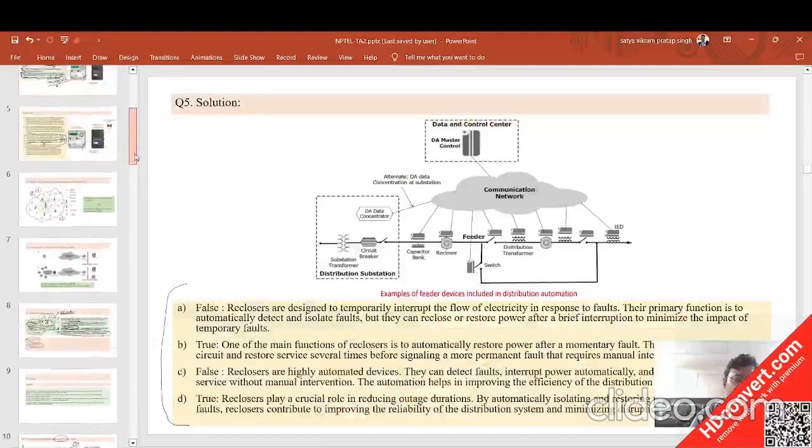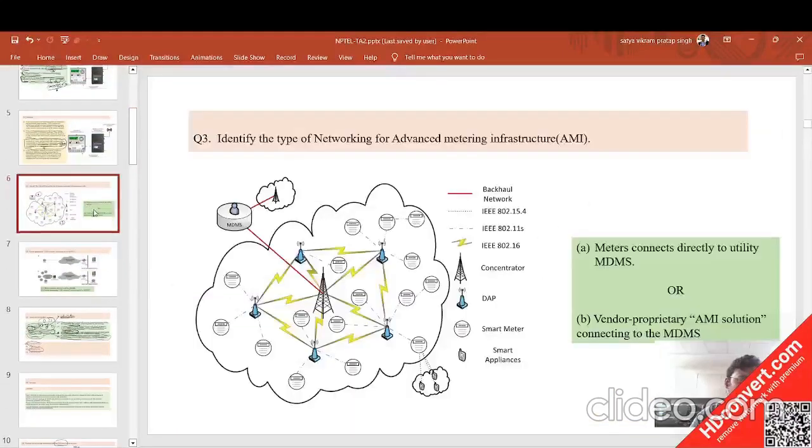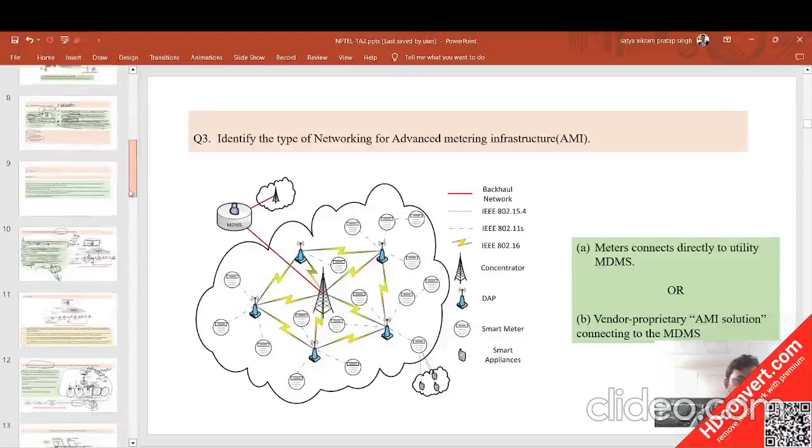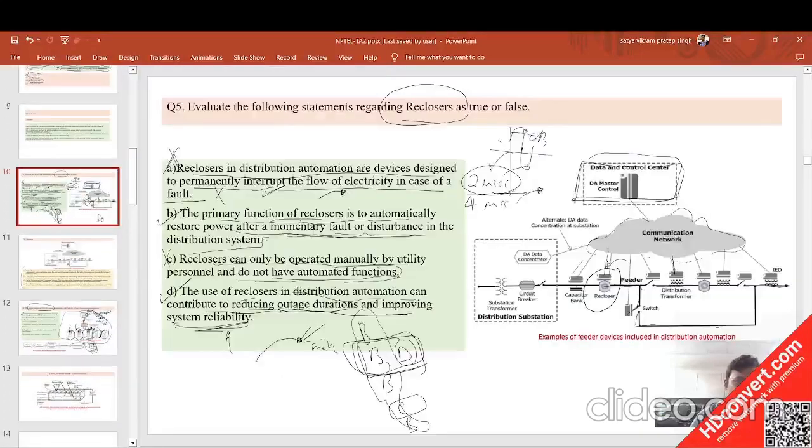So coming to the problem related to recloser and circuit breaker. If you see this recloser, what do you mean by this recloser? Why is it different from CBs, circuit breakers?